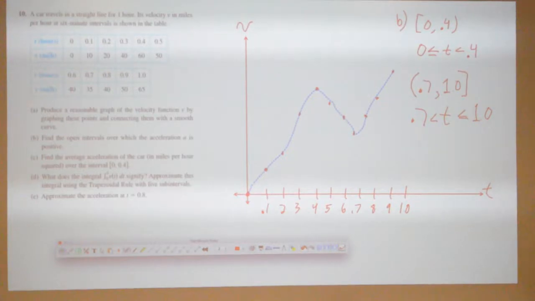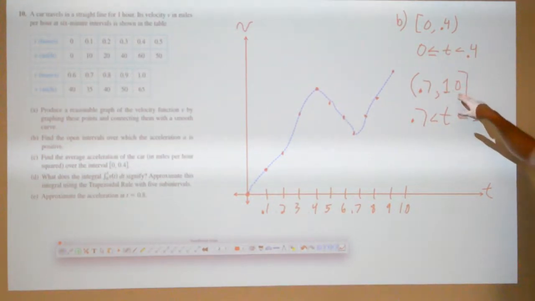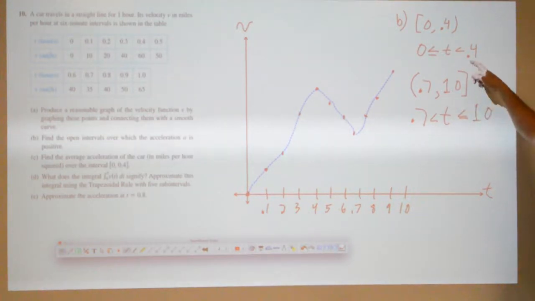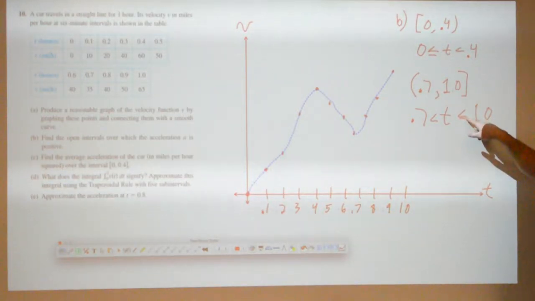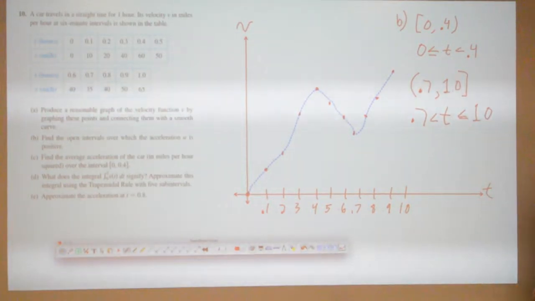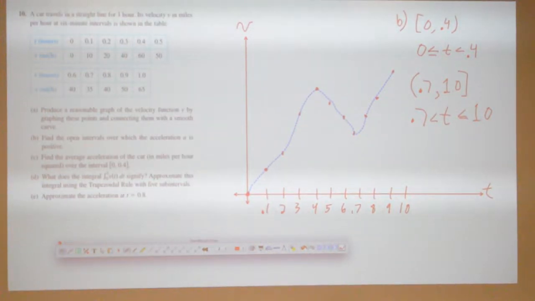Is it a half bracket, half parentheses? Even? Parentheses means not included, bracket means included. Bracket means the same thing as equal to. That's what I wanted to review as well with this. So that is included with a bracket. That's a notation you should have seen before. It started somewhere around Algebra 1 or Algebra 2, and I know we did it a little bit last year.